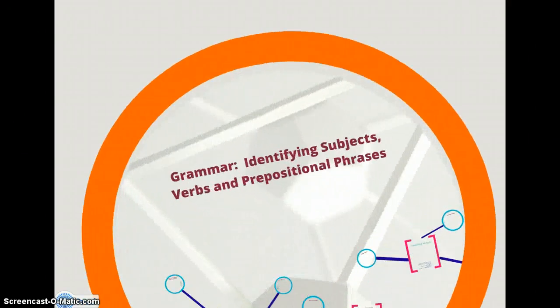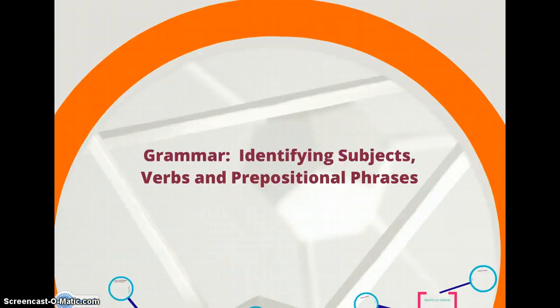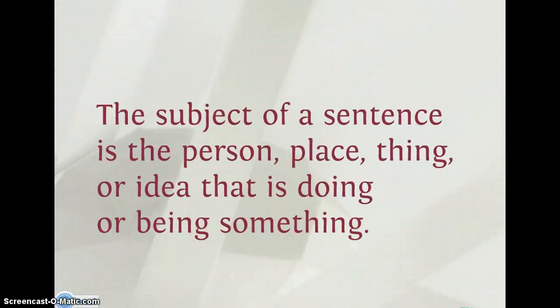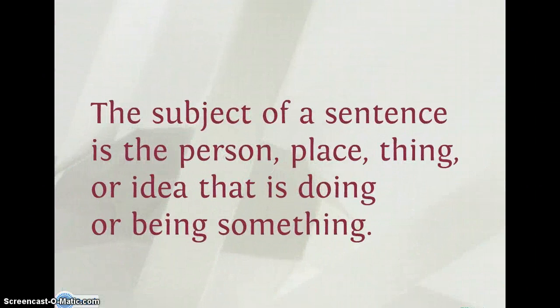All right, here's your lesson on subjects and verbs. So you are identifying subjects, verbs, and prepositional phrases. Identifying subjects. A subject is the person, place, or thing, or the idea of the sentence. It's the who or the what of the sentence.